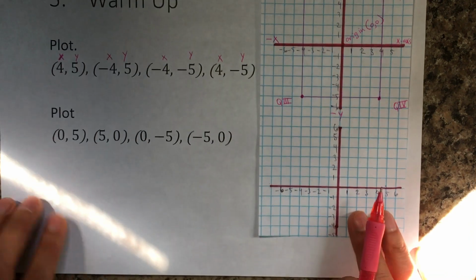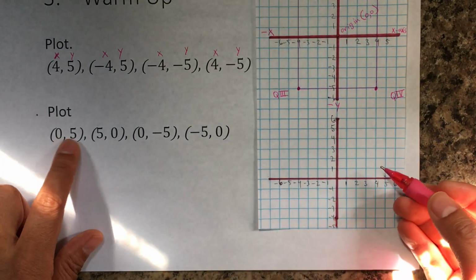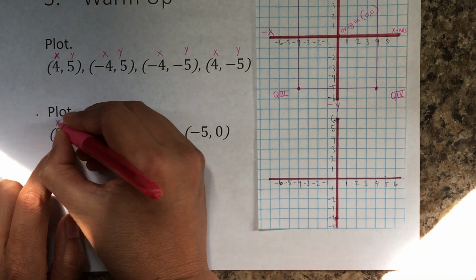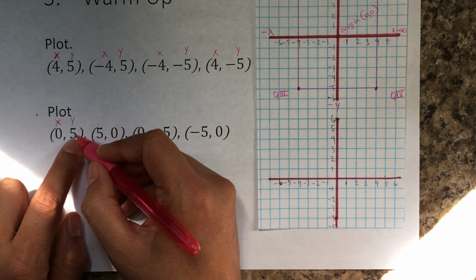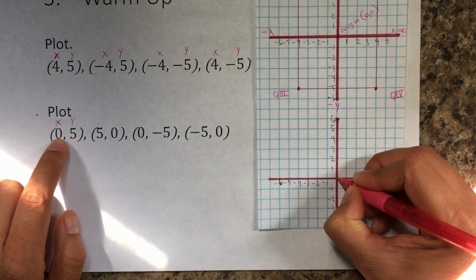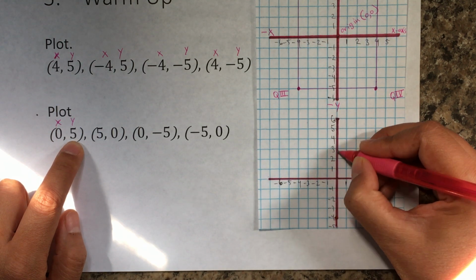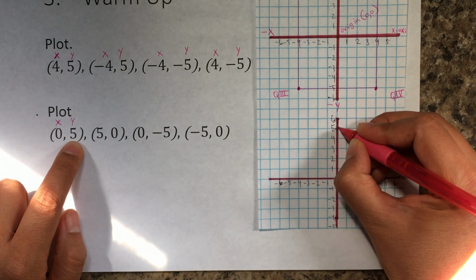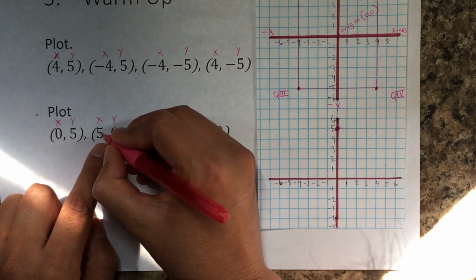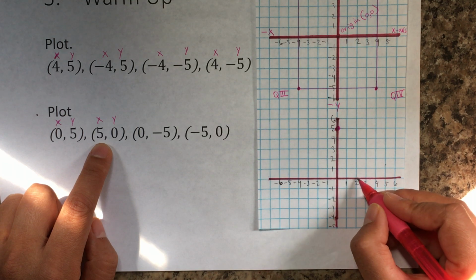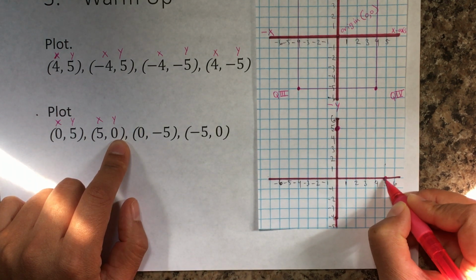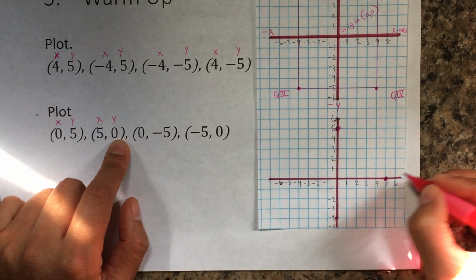Okay, the next one is going to be 0, 5. So 0 on X, that means that I don't move on X, and then 5 on Y. Y is up or down, so I don't move on X, but then I go up on Y. So 5 right there. Then in here, I move on X 5 spaces, 1, 2, 3, 4, 5, but then I don't move on Y because it says 0, so that's the second point.